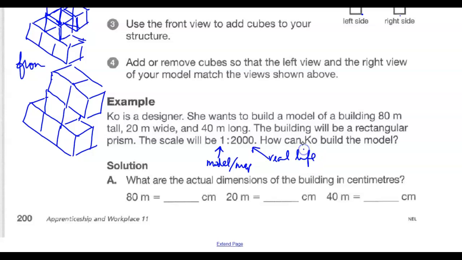But in all the other questions that we've done so far in this chapter, we've been given the distance on the model and asked to find the distance in real life. Now we're given the real life. So we used to multiply, but now we're going to divide. We need to get them in the same units. So what are the actual dimensions of the building in centimeters? Remember, there's 100 centimeters in a meter. So we're going to have 8 with 3 zeros, 2 with 3 zeros, so 2,000 and 4,000.